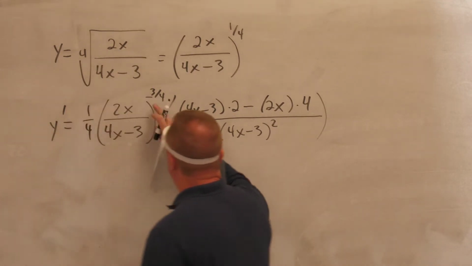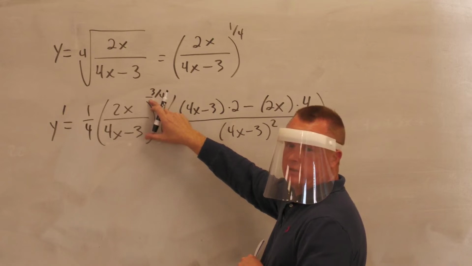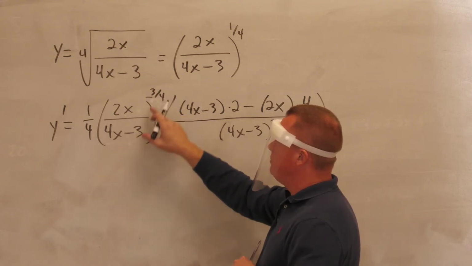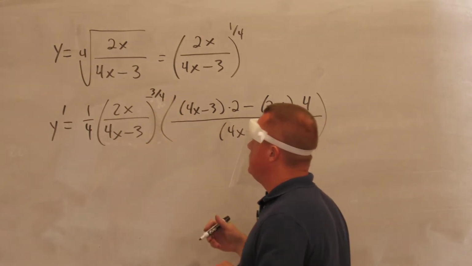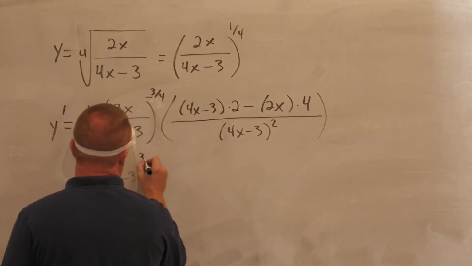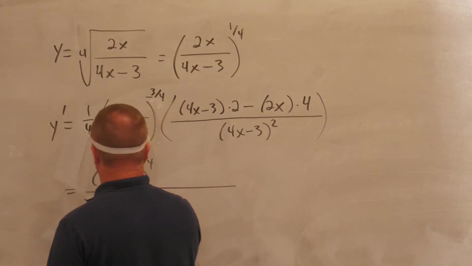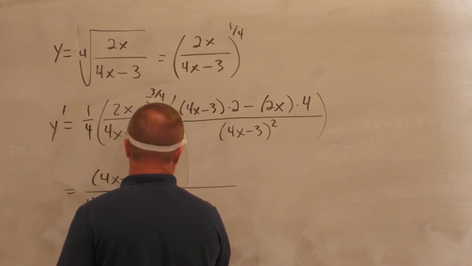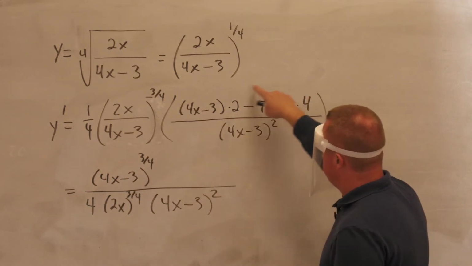Okay, so you got a negative 3/4 power here on this 2x over 4x minus 3. You can make that into a positive exponent by just flipping the fraction. Because the top is raised to negative 3/4, bottom to negative 3/4. So if you flip it, you get 4x minus 3 on top to a positive 3/4 power, 2x to the 3/4 on the bottom. So let's do that. So I would have 4x minus 3 to the 3/4 power there. And then on the bottom, I would have a 4, and then 2x to the 3/4 power, and then 4x minus 3 squared, okay?